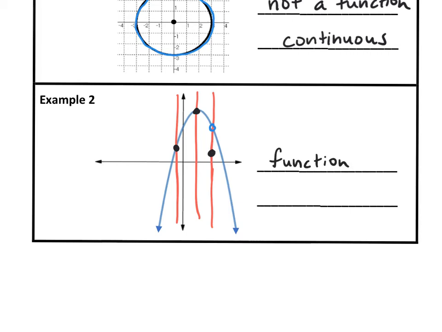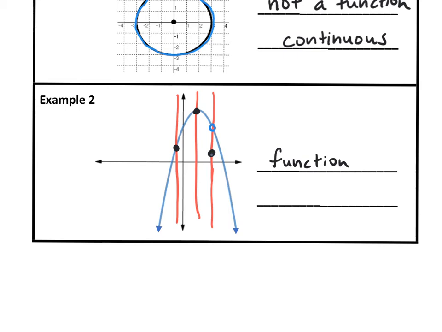It's a function. Because again, a function means that anywhere I draw a vertical line, it should hit the graph once. Well, I drew a vertical line here and it hit once. I drew a vertical line here and it hit once. I drew a vertical line where the hole is, and how many times did it hit the graph? One time.